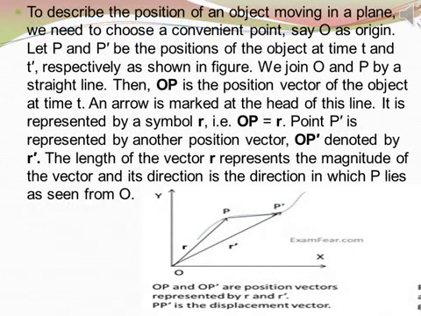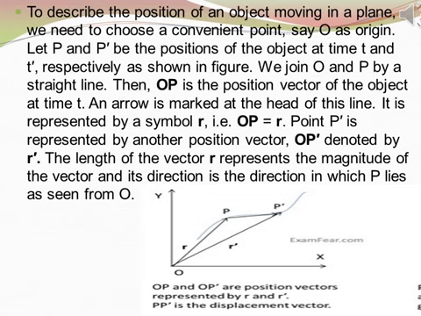To describe the position of an object moving in a plane, we need to choose a convenient point, say O, as origin. Then O is considered to be a reference point. You had studied the reference point in an earlier class. What do you mean by a reference point? It is a point we choose conveniently to compare the position of an object with itself to state whether the object is in relative motion or in the state of rest. This point is called the reference point.